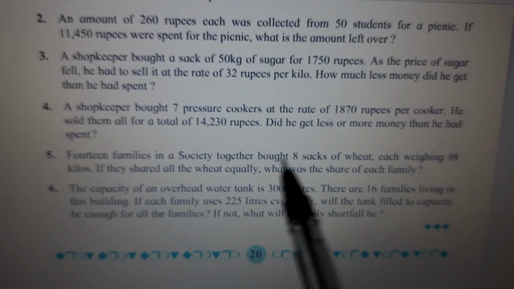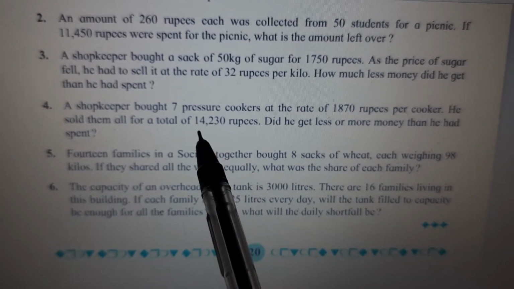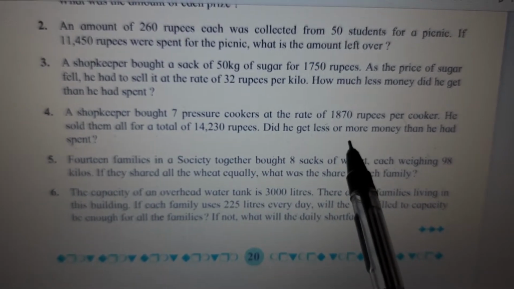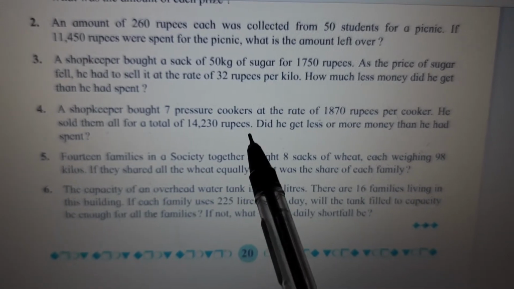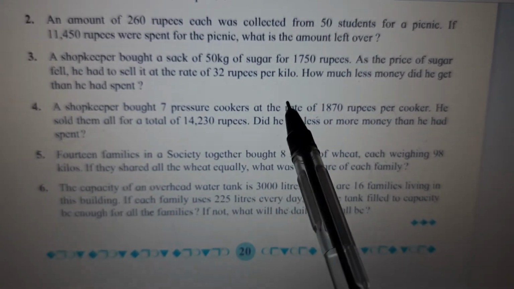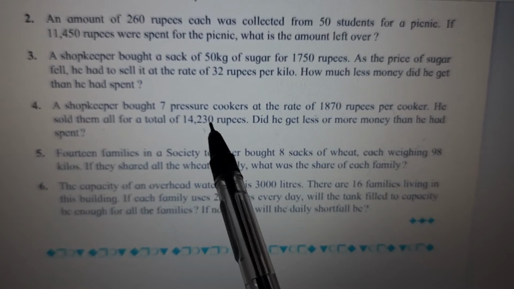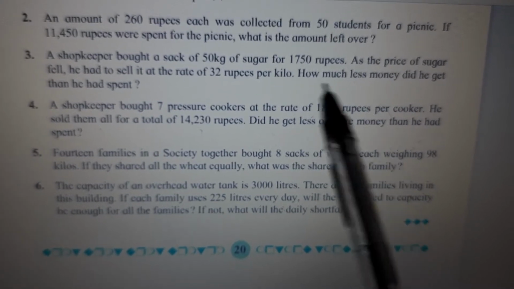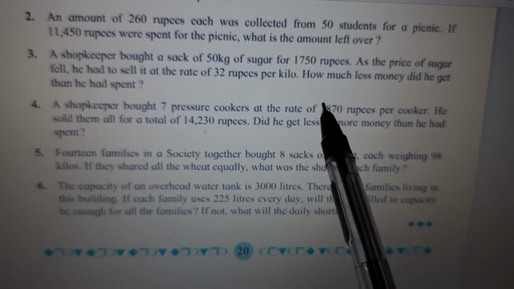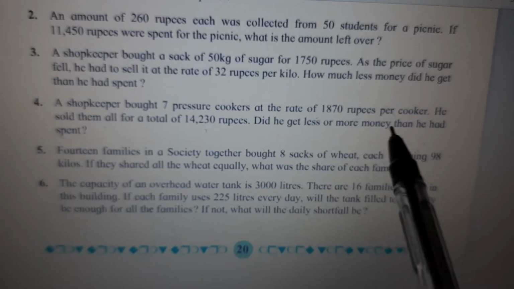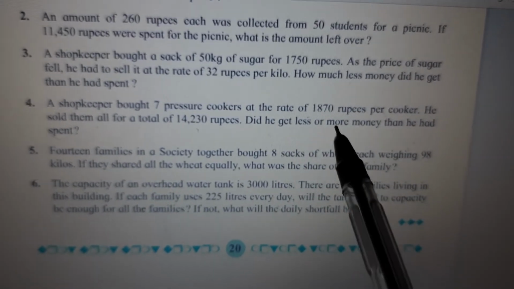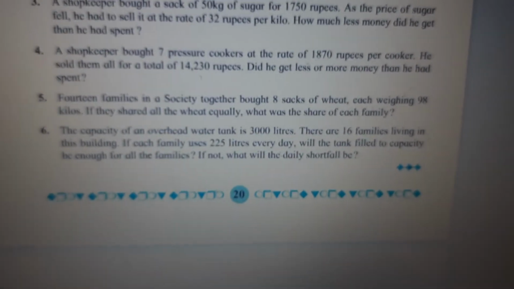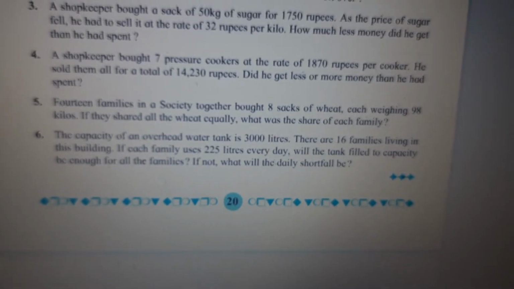Then what you will do, directly they are giving the selling price. He sold it for 14,230 rupees. So you compare 1870 into 7, how much you are getting. See whether that is big or the selling amount is big. If the selling amount is big, then it is a profit for him. But if the total cost is big, then what will happen? Then it will be a loss. So did he get less or more money? You solve this fourth sum, and if you don't get it, just put it on the Google Classroom and I will solve it for you.